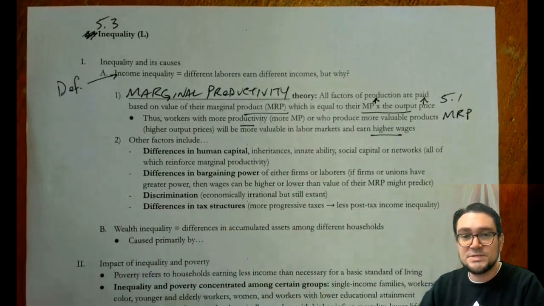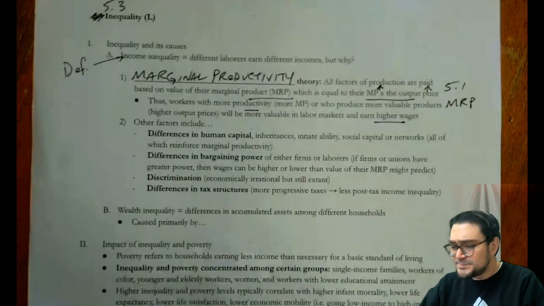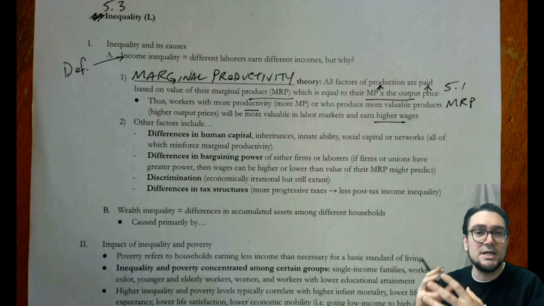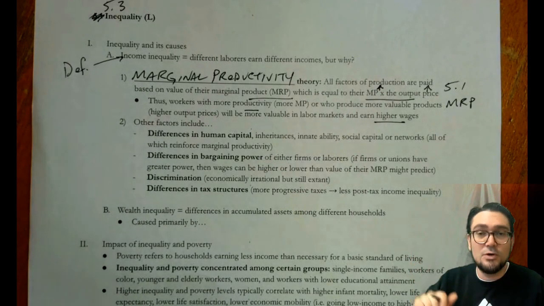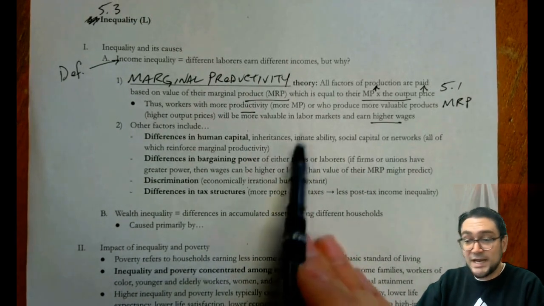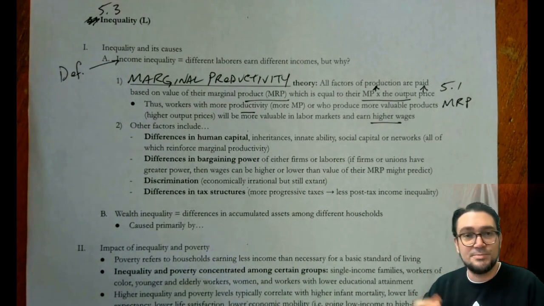Now, the other factors that we could talk about, some of them actually just reinforce marginal productivity. So, for example, obviously, there are differences in human capital. When we say human capital, that's the quality of the workers. And so some workers are better, quote unquote, at making stuff than others. You might say that maybe they have more innate ability and they have maybe more networks that give them more information about how they could produce.